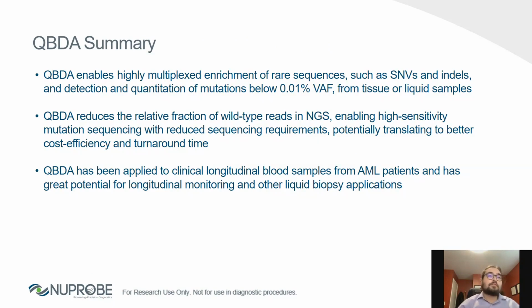Okay, so just to summarize everything that I've gone through today, quantitative blocker displacement amplification, or QBDA, enables highly multiplexed enrichment of rare sequences such as SNVs and indels, and detects and quantifies mutations below 0.01% VAF using both tissue or liquid samples. QBDA reduces the relative fraction of wild-type reads in NGS, which enables high sensitivity mutation sequencing with reduced sequencing requirements. This potentially translates to better cost efficiency as well as turnaround time. QBDA has been applied to clinical longitudinal blood samples from AML patients, and we think that this has great potential for longitudinal monitoring and other liquid biopsy applications. We were looking to further establish collaborations that may be able to further demonstrate some of these potential benefits.